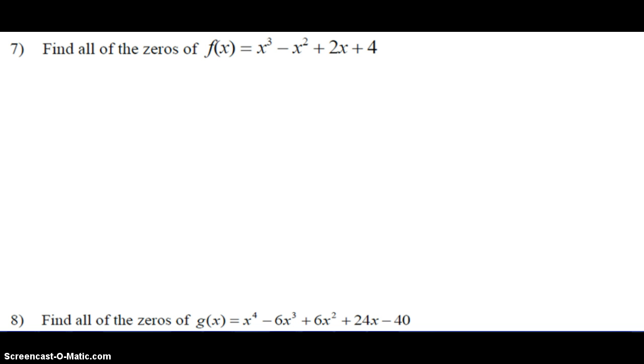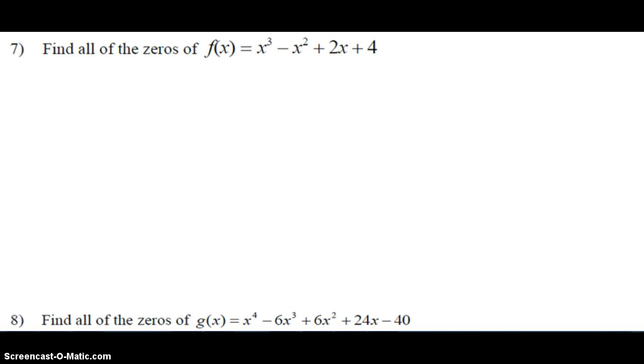We need to find the number of negative real zeros, just like we did before. But in addition to that, we need to factor the polynomial so that we can determine all of the roots. That's our ultimate goal: find all of the zeros of that polynomial. So it's going to take a little bit of work.